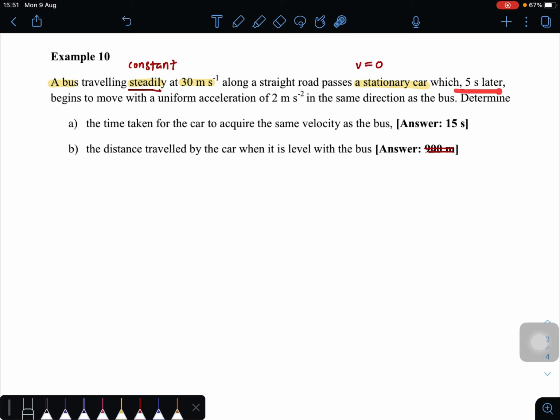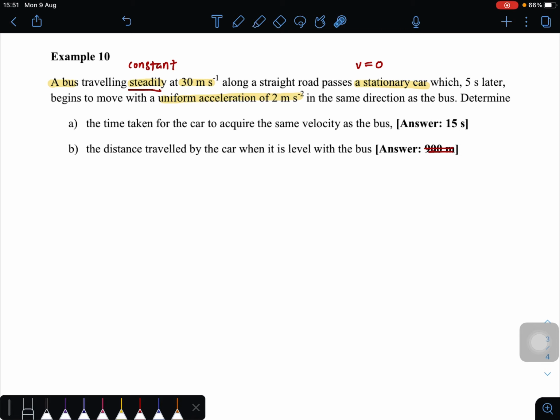Dan 5 second later, selepas 5 saat selepas bus ni lepas kereta ni, passes the car, okay, barulah this car begins to move with a uniform acceleration. So uniform acceleration of 2 meter per second square. Uniform maksudnya dia still samalah, acceleration dia 2 meter per second square for the whole journey. Uniform, which is in the same direction as the bus.